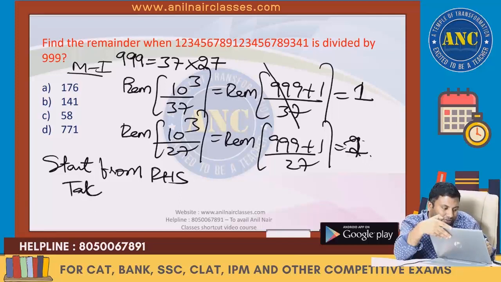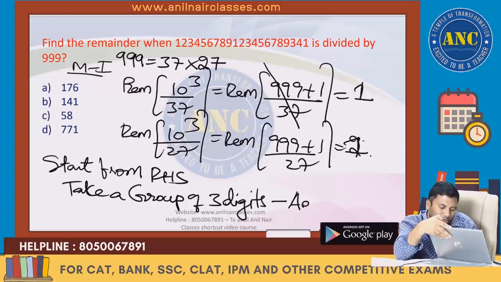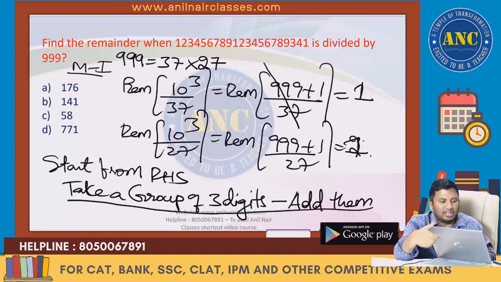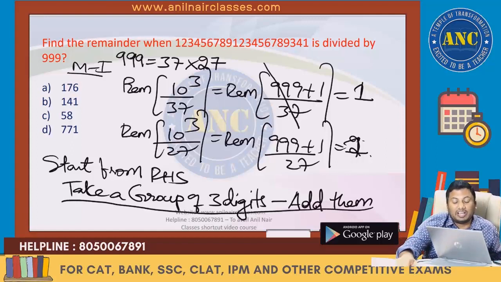Take a group of 3 digits and add them. This is the divisibility rule for 37 and 27. Take a group of 3 digits and add them.